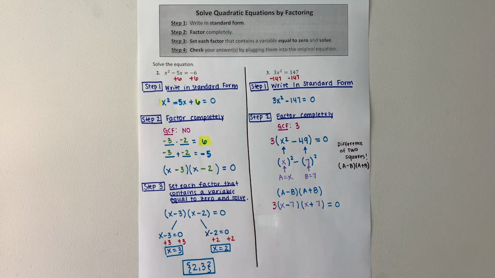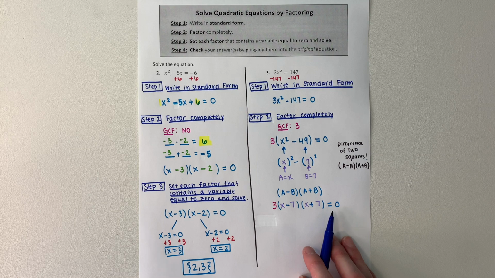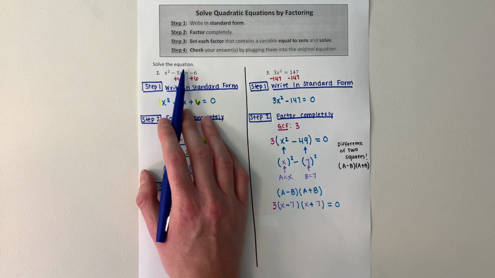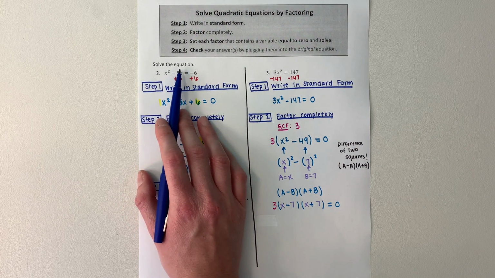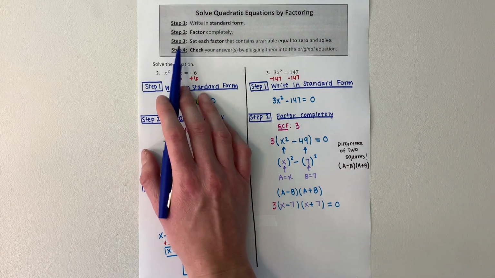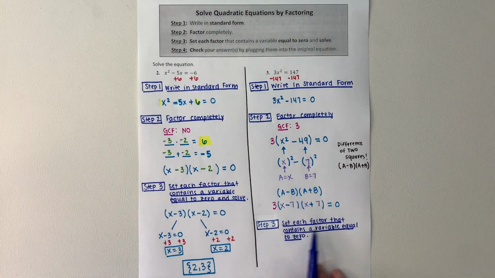Now, since we've had so much practice factoring, a lot of people are tempted to stop here once they've factored. But be careful, the instructions for this problem do not say to factor. The instructions say to solve the equation. So when you're asked to solve a quadratic equation, after you've factored, you need to move on to step 3. For step 3, we set each factor that contains a variable equal to 0.